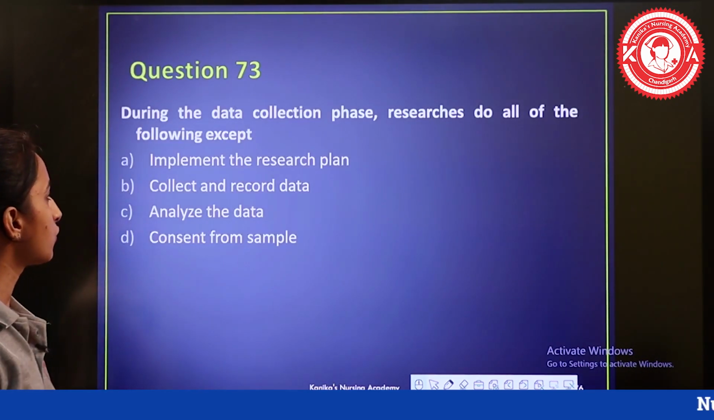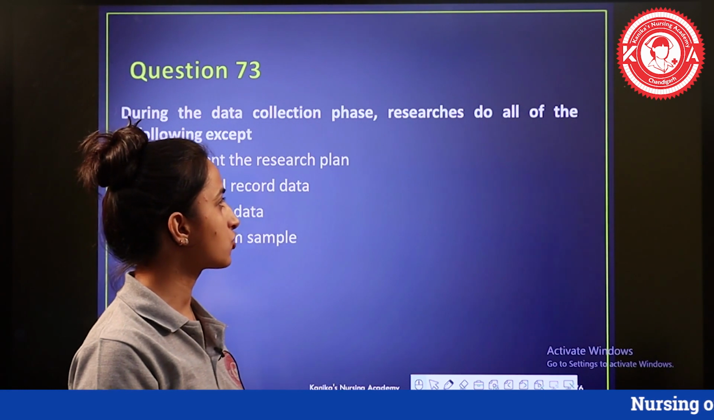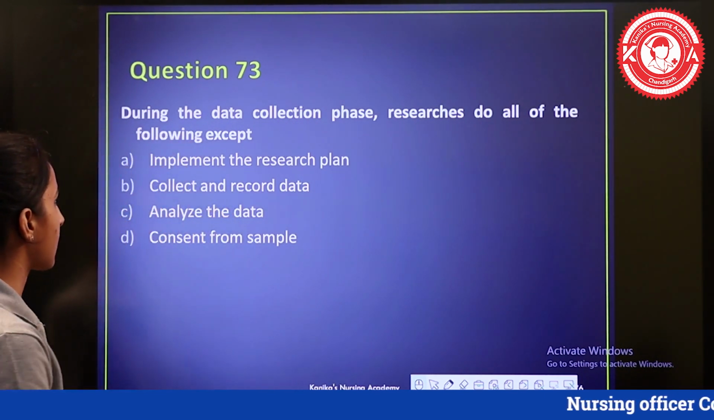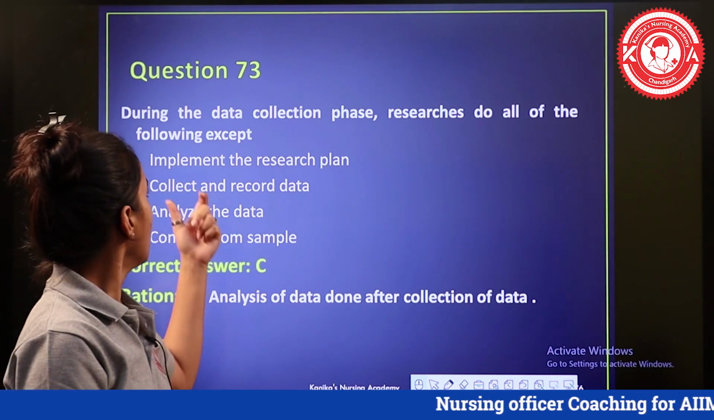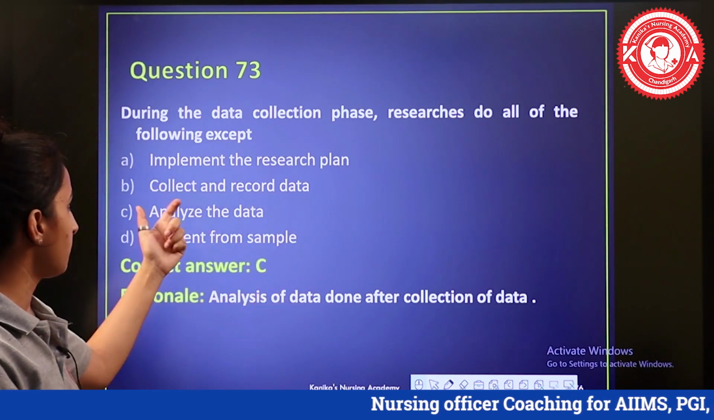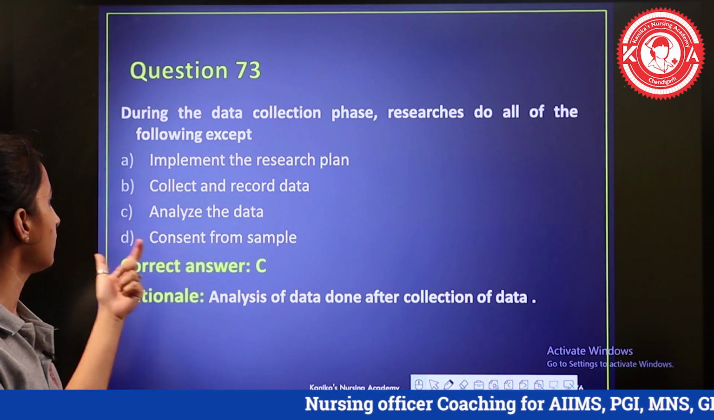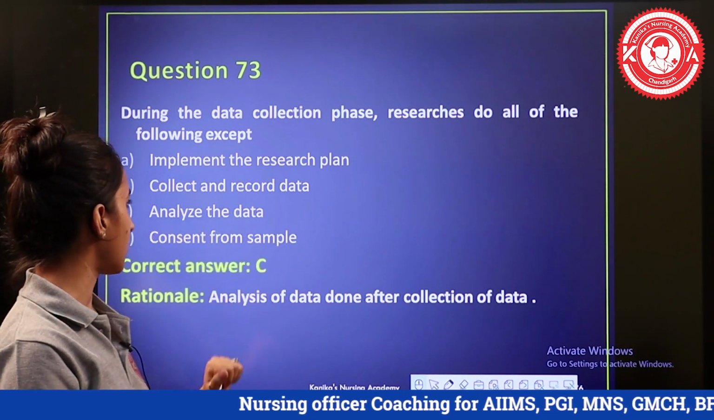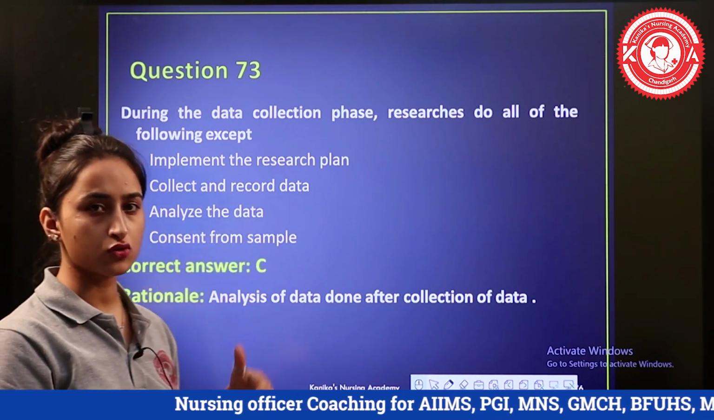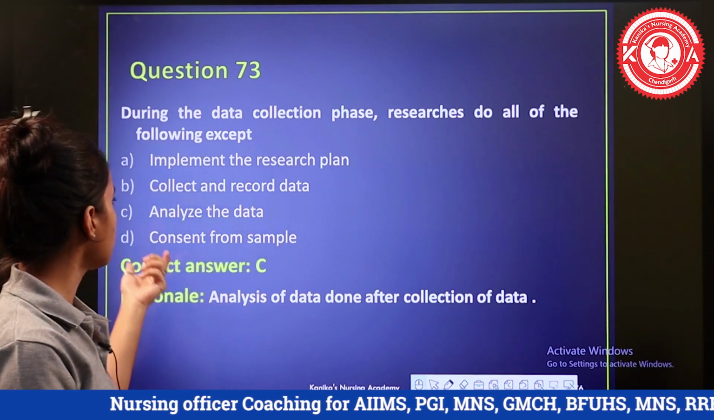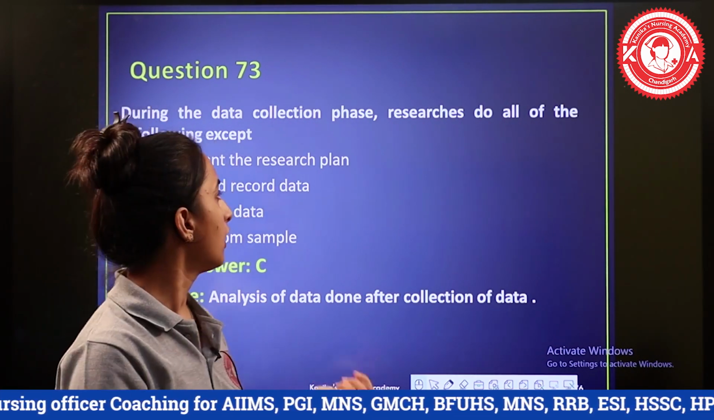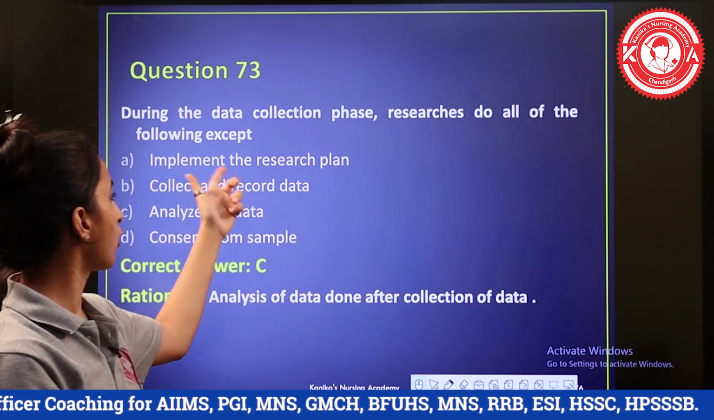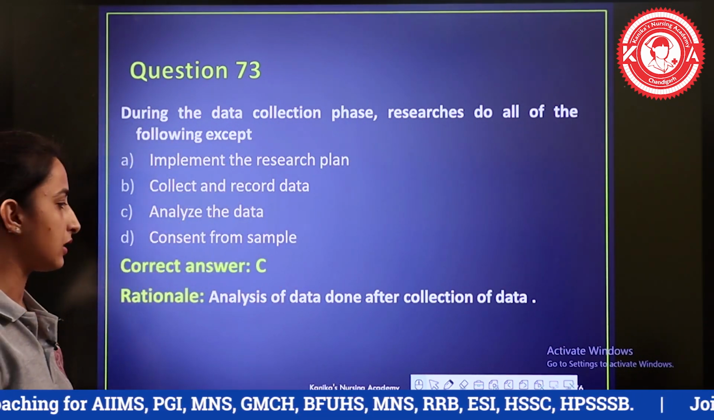Next question is, during the data collection phase, researchers do all of the following except. That is analyze the data. During the data collection phase, implementing the research plan is done, collecting and recording the data is done, and consent is also taken from the sample. But the analysis of the data is done after the collection of data. So the right answer is C.